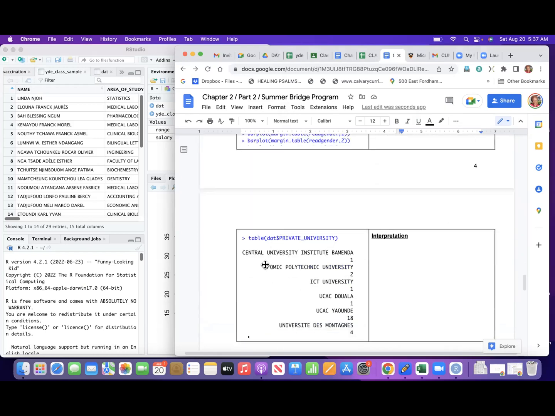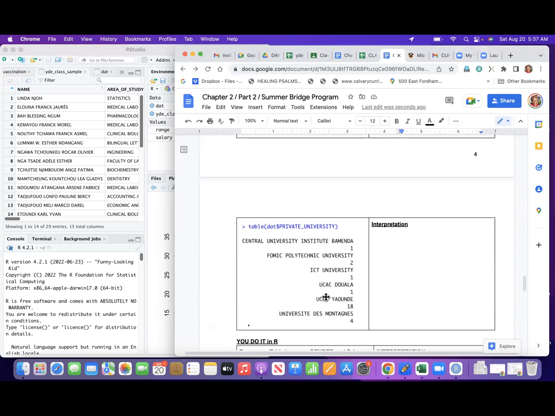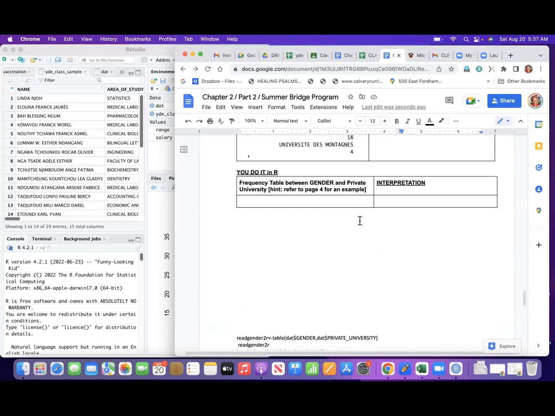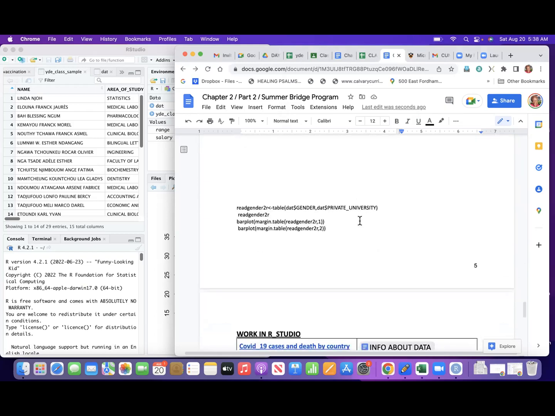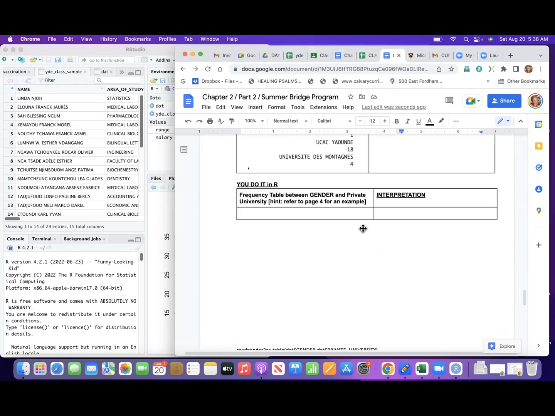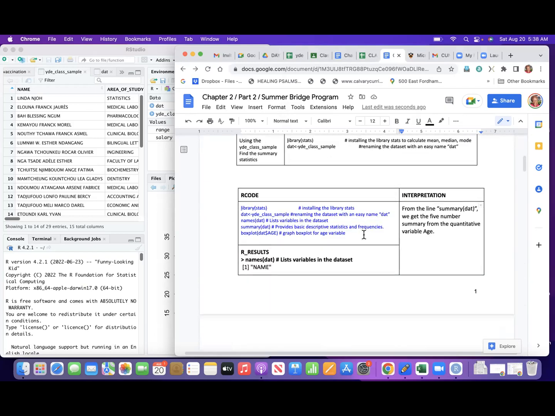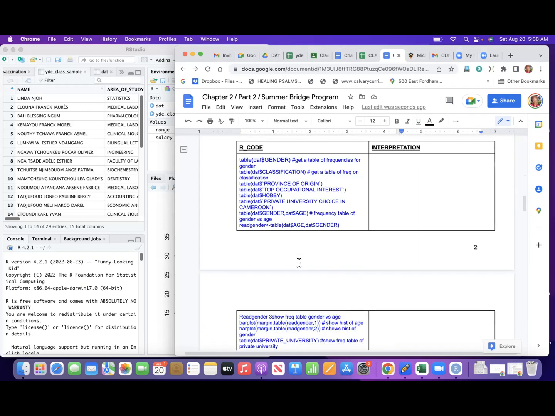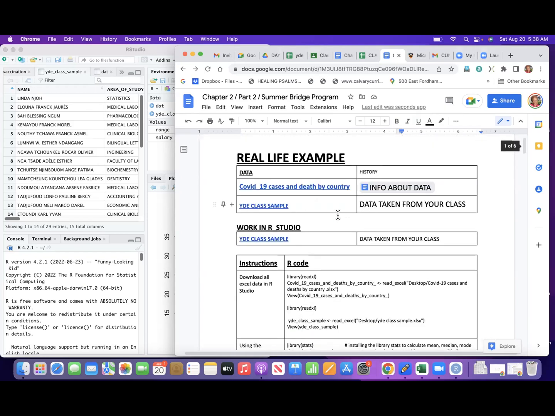When you look at this, this is just a table for a private university. So there are 18 people from UCAC here that want to go to UCAC. So interpret, and then try to do this on your own, and then let's come back, okay? So this is it today. We're just going to work. You're going to plug in the codes, look at the outputs, and try to interpret them for the next 30-40 minutes. And then I'm going to come back in and answer any questions you may have.